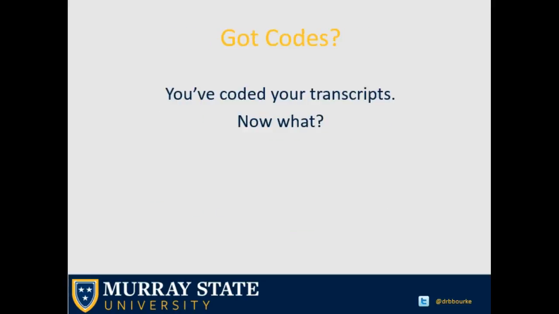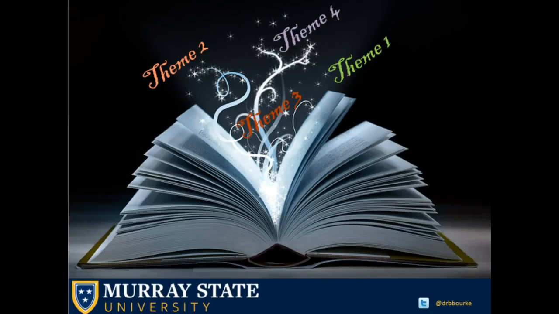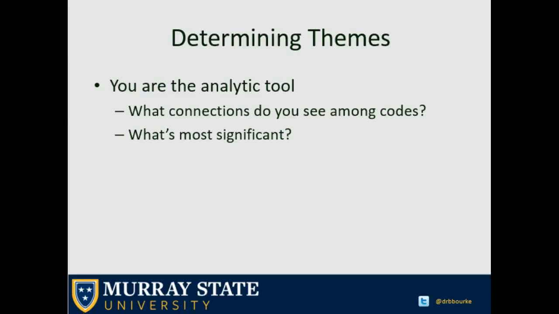So we've done our coding. Now what do we do? Well, if you read qualitative research, sometimes you see this language of emergent themes. And the image that I get is that these themes are magically emerging out of the text. And that's not what happens at all. There's nothing that emerges. The researcher is the analytic tool, and so the researcher is determining the connections among codes, and the most significant of those connections are what become themes. It's as simple as that.